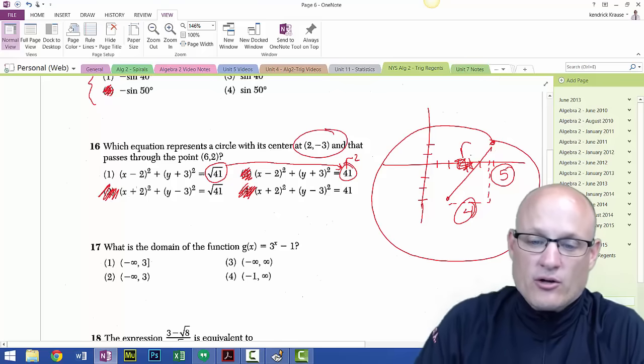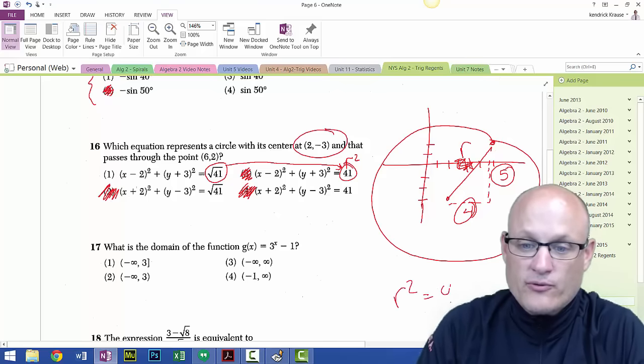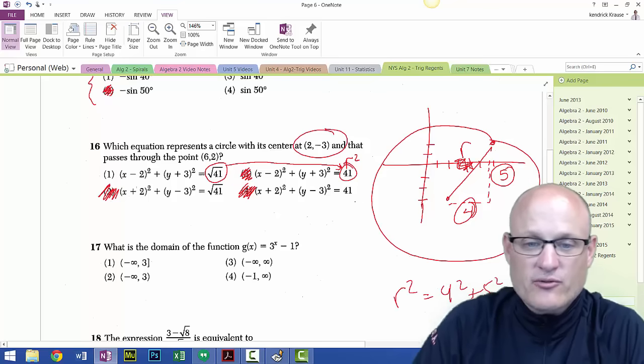So, well, this is really r. So r squared is equal to 4 squared plus 5 squared, which is just 41. So r squared is 41. There it is. There's the answer.